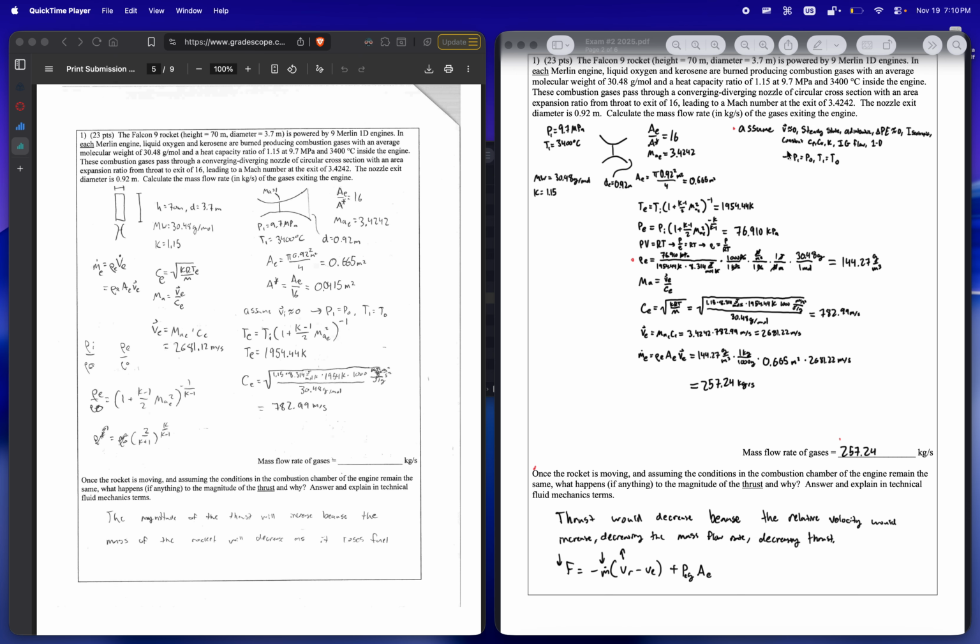I didn't get the density, and I also didn't list my assumptions, which are listed here. And then for the conceptual, I got that one wrong.